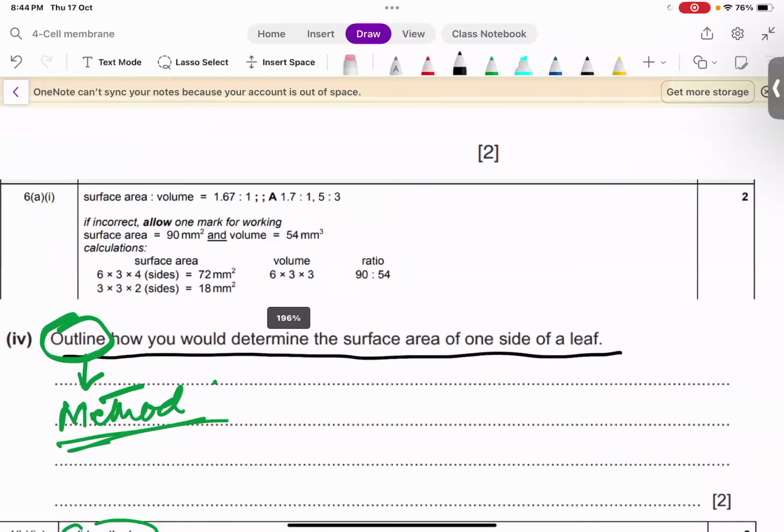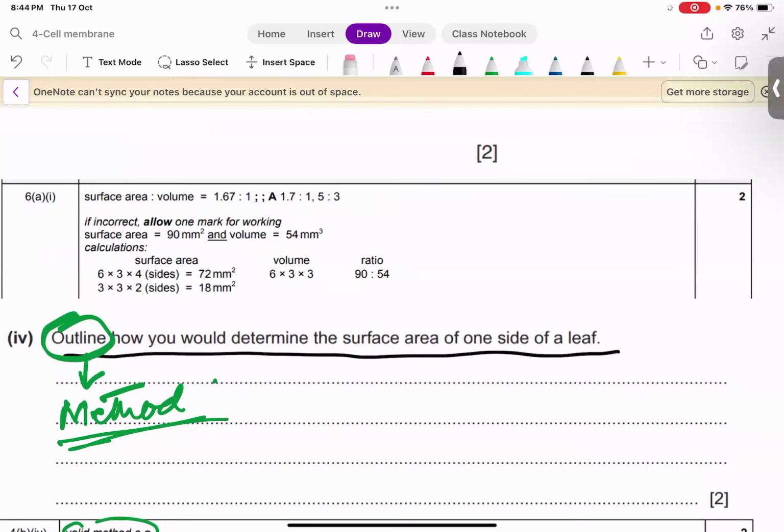These calculations are given here. 6 into 3 into 4 sides, 72, and you can do it yourself. Okay, so the ratio will be 90:54. You can simplify it, and that would give us less than 5:1.